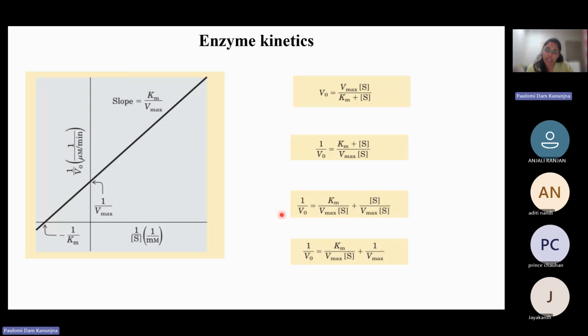1 by S is your x. So you have your x here, and this is your intercept. So this is your intercept, 1 by Vmax. So when your x is equal to 0, you have this. When your y is equal to 0, this is the intercept at the other line. So this is minus 1 by Km. This is thus the representation of Michaelis-Menten's equation in a straight line formation.